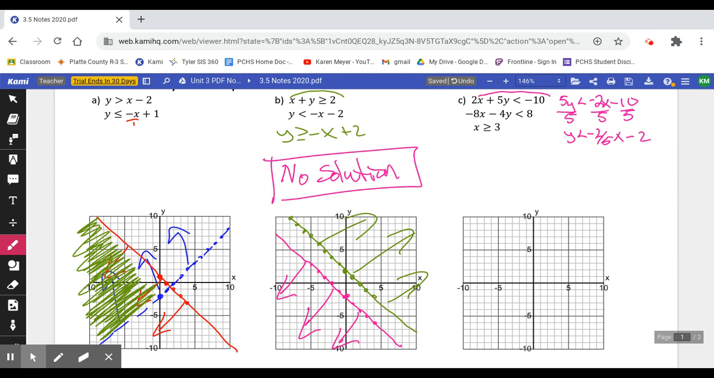So start with negative 2. And then down 2, right 5. Remember to only use your negative 1 time. This one is going to be a dashed line. And then for shading, it says less. So less is when we're going down.